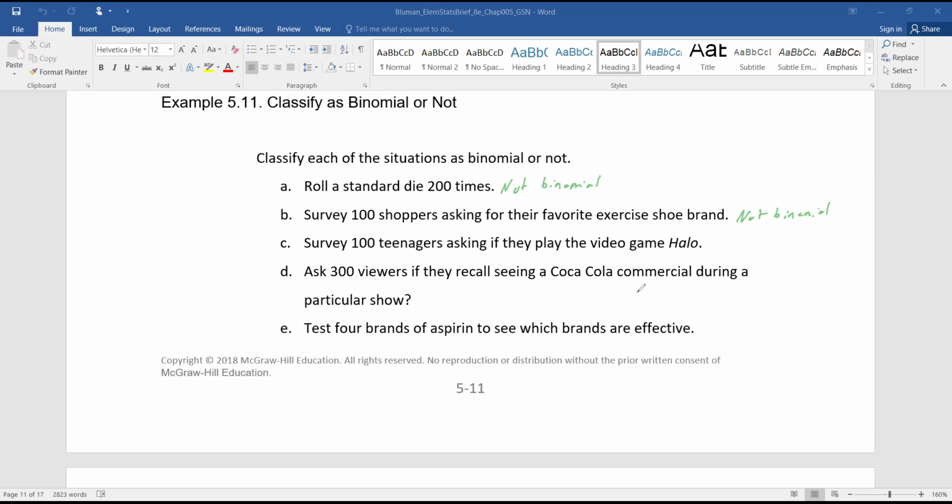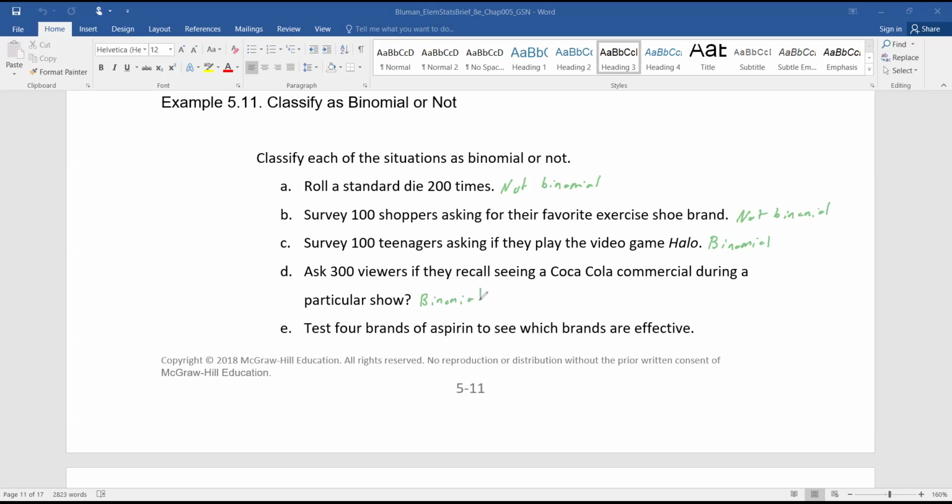Part C, a survey of 100 teenagers asking if they played the video game Halo. This is a binomial experiment because it's 2 answers. They've either yes, played the game Halo, or no, they have not played the game Halo. Part D, we're going to ask 300 viewers if they recall seeing a Coca-Cola commercial during a particular show. Again, this would be a binomial because they either A, saw it, or B, did not see it. So this would be a binomial experiment.